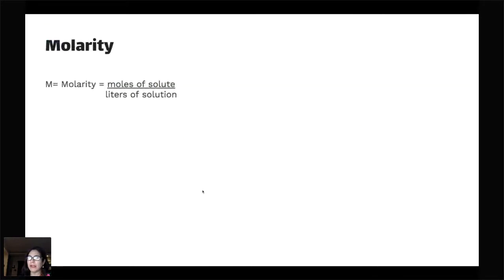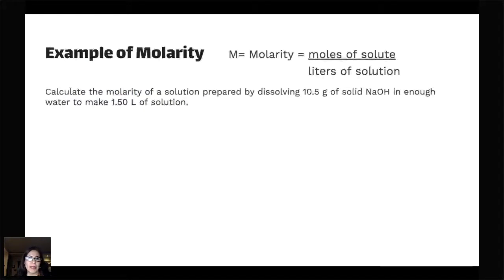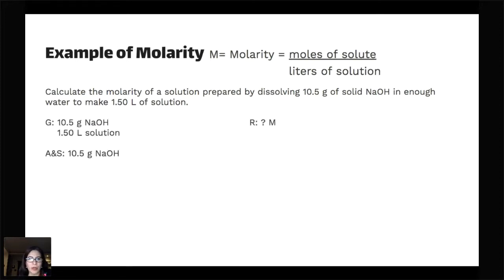Okay, a review of molarity. Molarity is moles of solute per liters of solution. So just an example of how to calculate molarity. We have 10.5 grams of solid sodium hydroxide in enough water to make 1.5 liters of solution. What is the first step, Steven, to get the molarity of this problem? Exactly, we turn grams into moles using the molar mass, and then we divide by the liters of the solution. That's how we will get molarity.